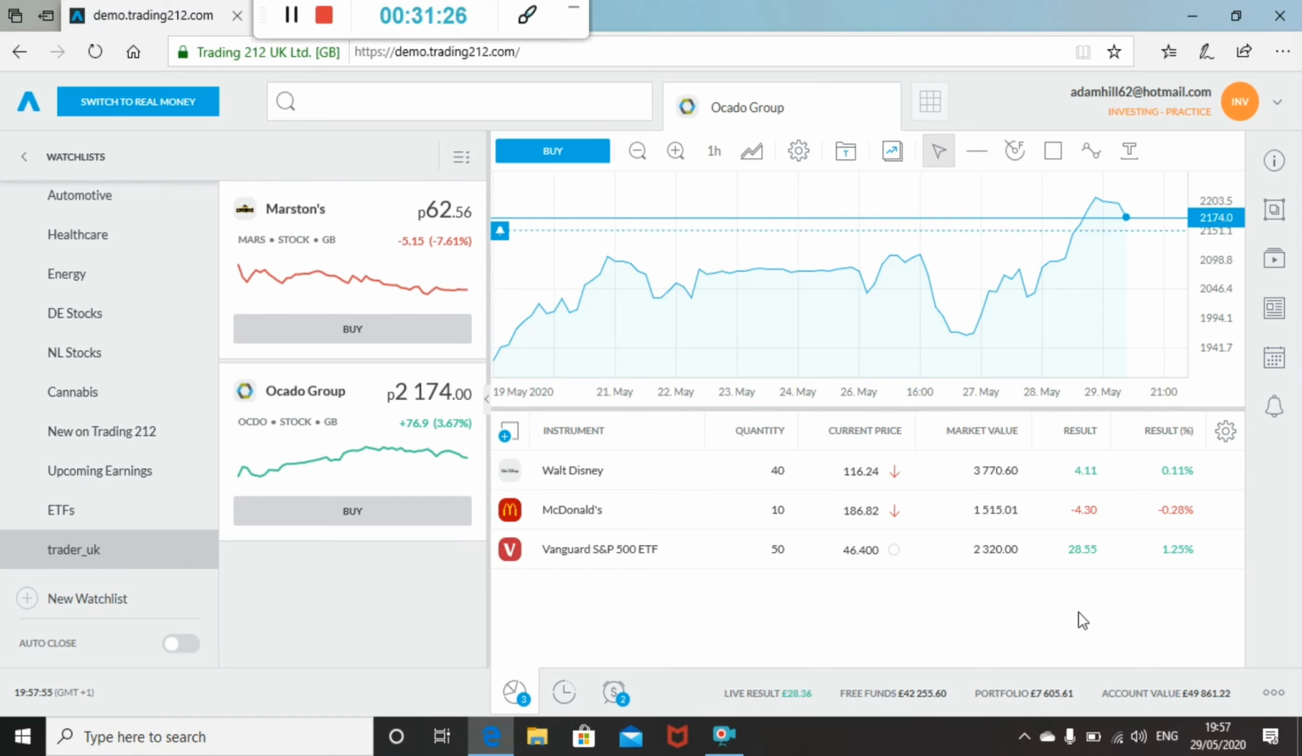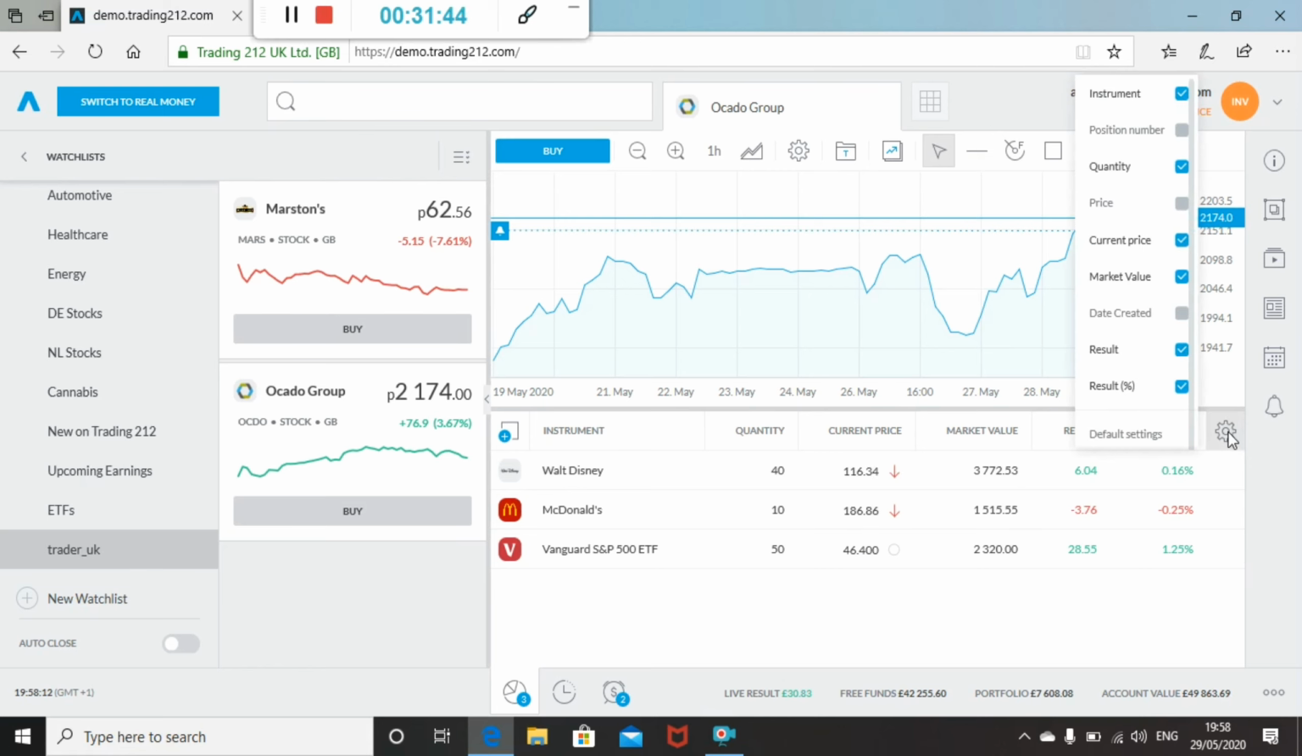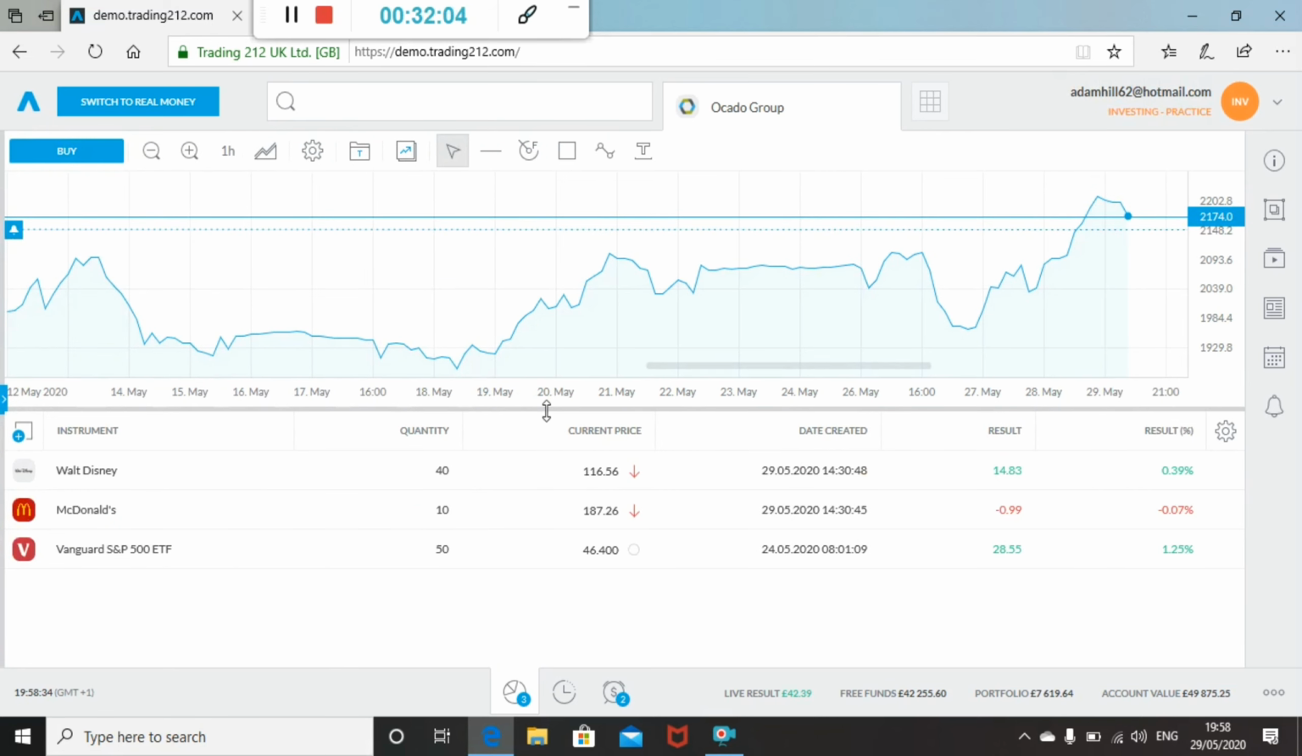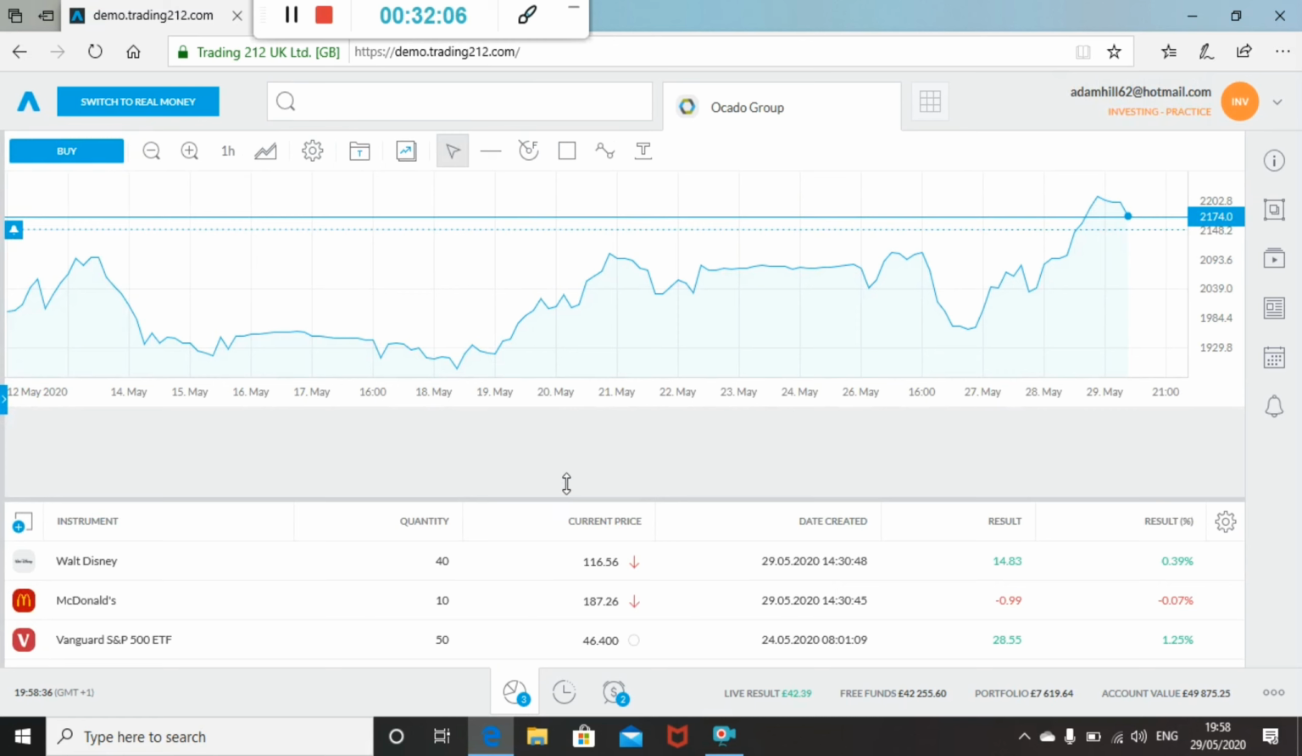Your result is your profit or loss so far on that investment. So Walt Disney is currently up 7.38 points now. You also have the result in percentage terms, and then you can customize any of this. If you click on the cog, you can add or remove. So if you don't need the market value in there, you can take it away. If you wanted to add the purchase date in, you can add that in there. It's fully customizable. And you can also drag and drop different areas of this depending on how you want it to view.